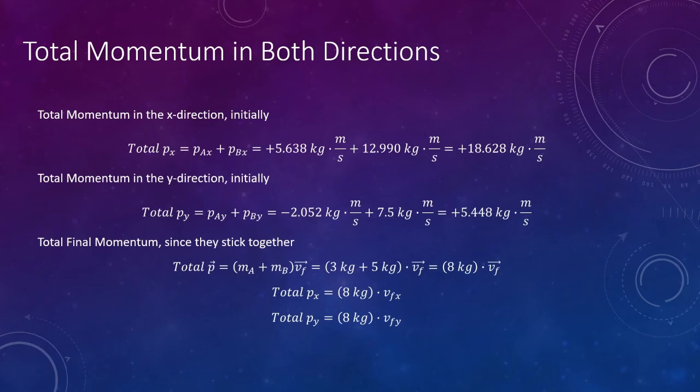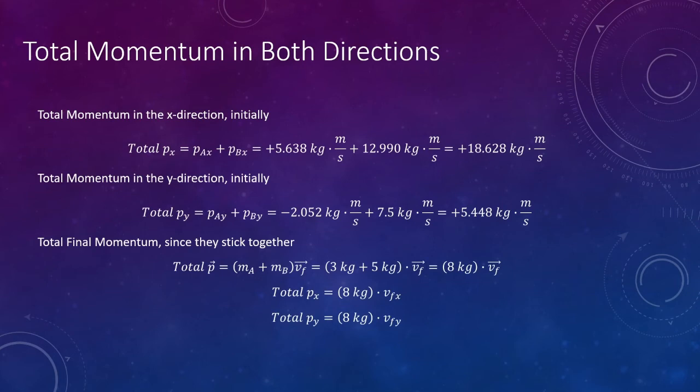And we do the same thing in the y, where the total momentum in y is the momentum of A in the y direction plus the momentum of B in the y direction. And the important thing here is, since A is moving down, it's a negative y momentum, and since B is moving up, it's positive. So you always have to be mindful of sign here, and you should end up with something like plus 5.5 or 5.4 kilograms times meters per second.